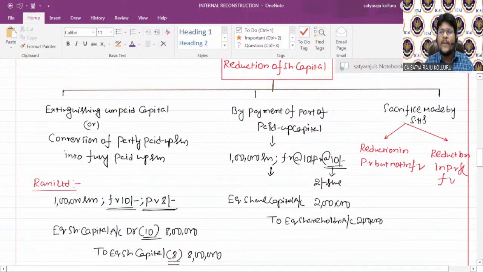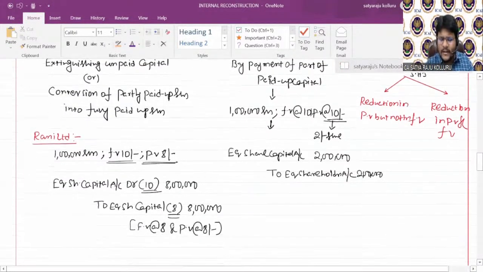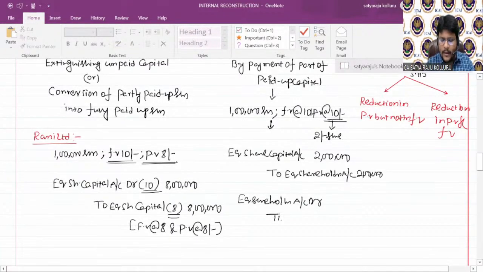At a later point of time, if they require in the future, again, then they can make a call. That's it. So just at the time of making payment, equity share capital account debit to equity shareholders account. Now, you can make payment to shareholders, that is equity shareholders account debit to bank account or to cash account. How much amount? 2 lakhs.